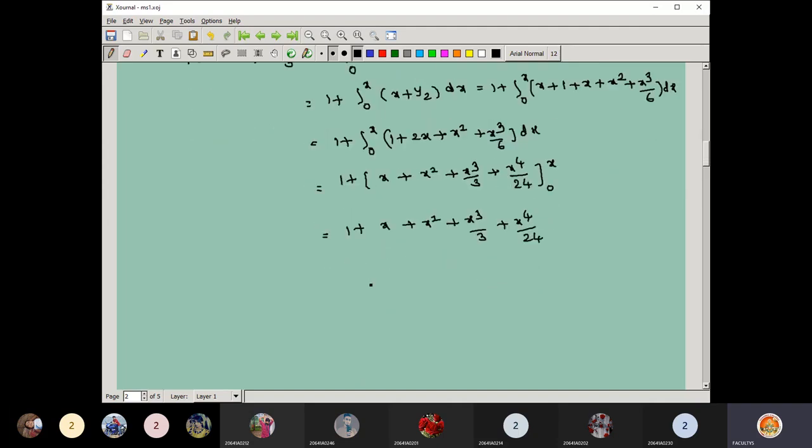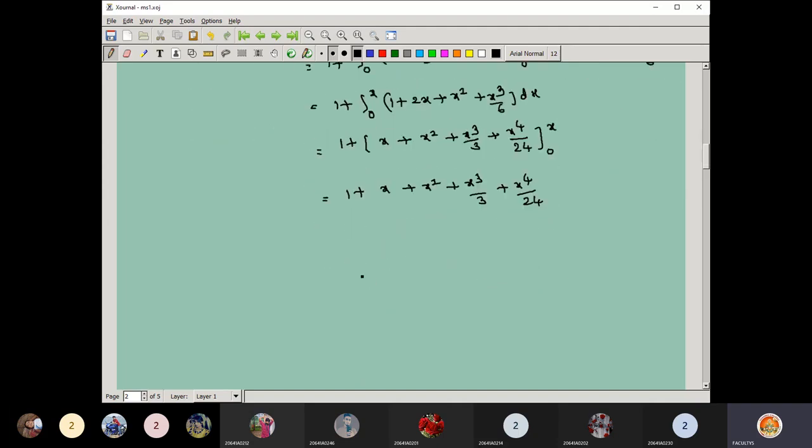If you want, you can calculate the next one also, but better you stop the process up to the third approximate root, and after getting the solution, they are asking to find the y value at x equal to 0.1. So if I write x equal to 0.1, that y value, whatever the final answer you are getting, is 1 plus 0.1 plus 0.1 whole square plus 0.1 whole cube by 3 plus 0.1 whole power 4 divided by 24. So you can take your calculator and just try to find the answer.